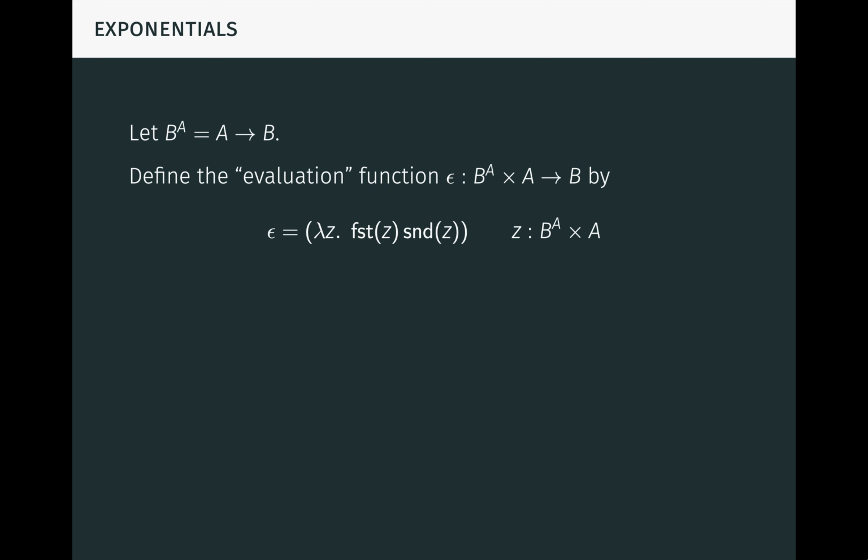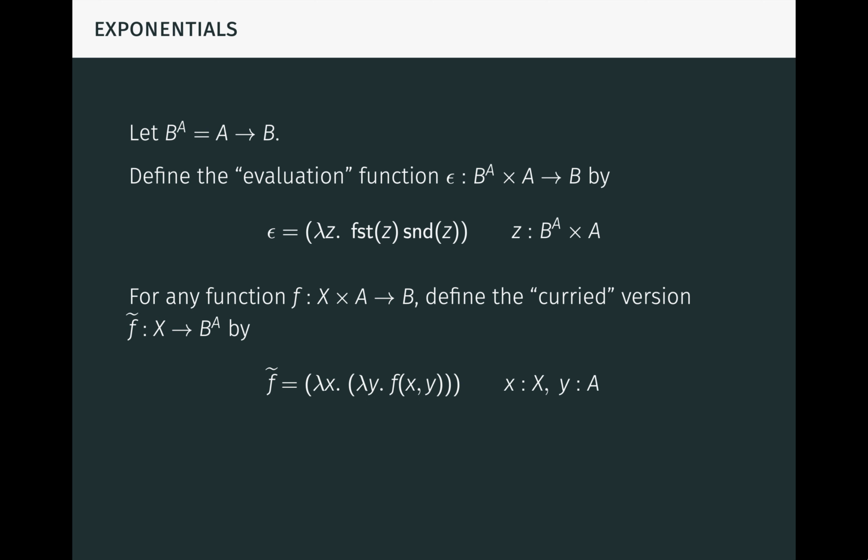This function takes as input a pair z whose first component is a function from a's to b's and whose second component is a value of type a. It returns the result of applying the function to the value. That returned value has type b. Now, for any function f from a product x times a to b, thought of as a function of two variables, we can define the curried or transposed version f tilde from x to b to the a by this lambda expression. This is just like the definition of the curried sum function we saw on the previous slide, but for a general function f.